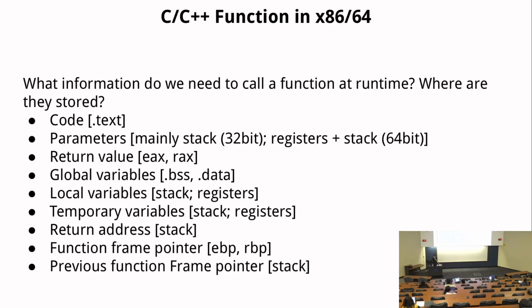Registers are part of the CPU, so saving things there will be very fast. If you save things in memory, it will be a little bit slower. The stack is part of the memory. The return value will be stored in a specific register. For 32-bit, we just save it in EAX. For 64-bit, it will be RAX. Global variables will be in the .bss and .data sections in memory.